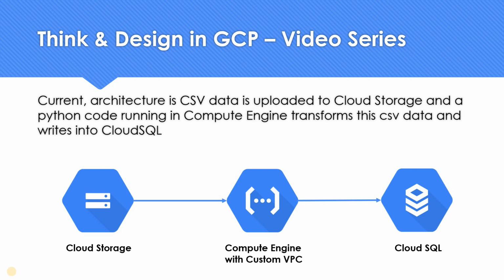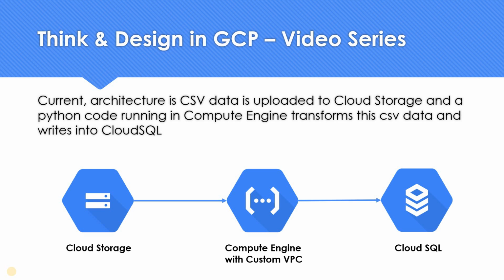So in today's video in the Think and Design in GCP video series, this is the question. The current architecture looks like this, where you have a Google Cloud Storage bucket and you upload CSV files into it, and periodically a Python program which is running on a compute engine reads this, does some transformation and writes that data into a Cloud SQL instance. This is the current architecture. Everything is working wonderfully fine. Things are good so far.